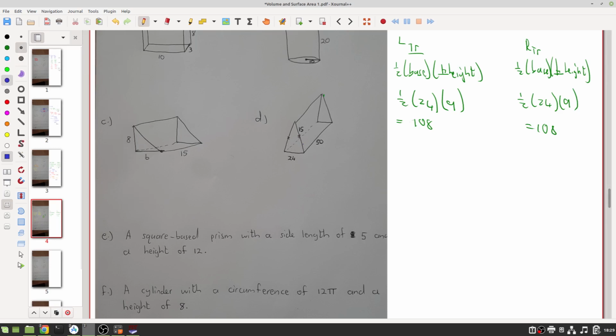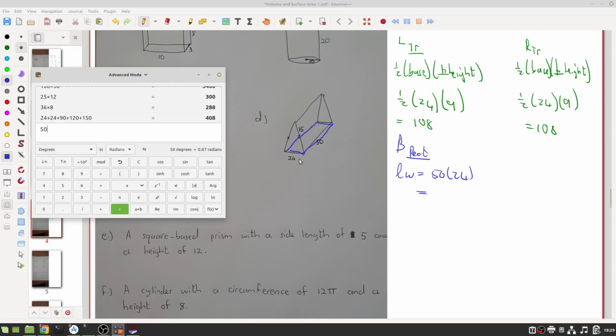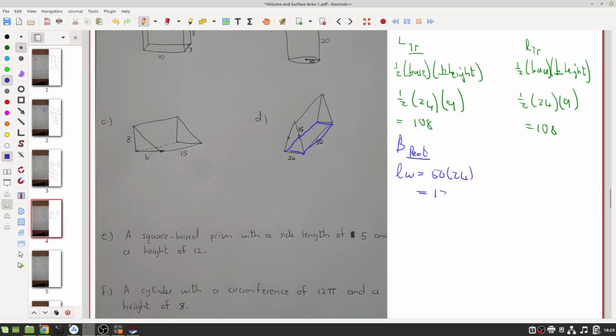Right, so let's start again with the bottom rectangle. So this rectangle here. That's going to be length times width, and in our case that's going to be 50 times 24. Okay, 50 times 24, calculator, 1,200. So that's the bottom rectangle, this part here.